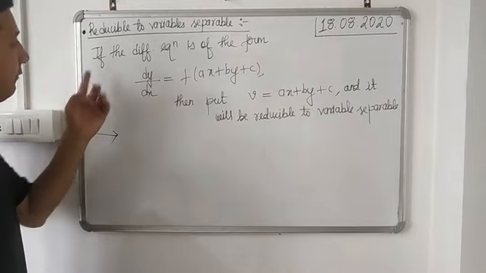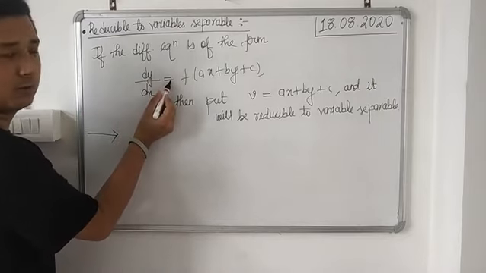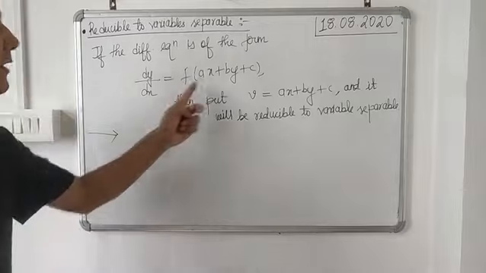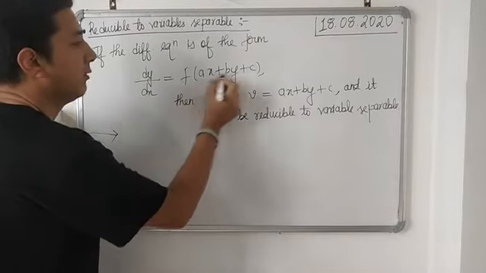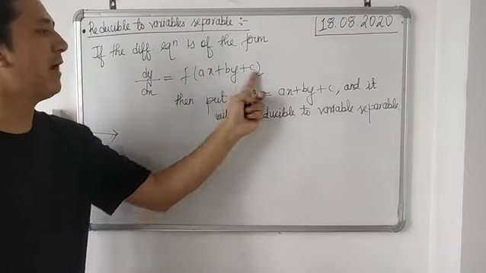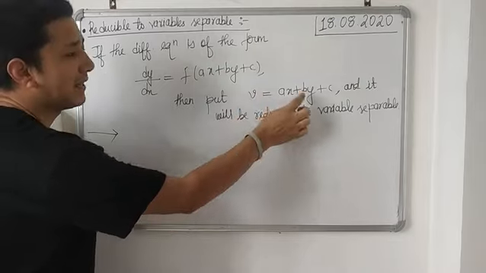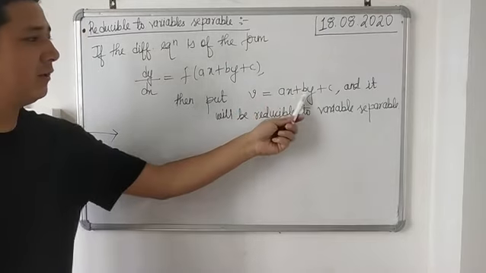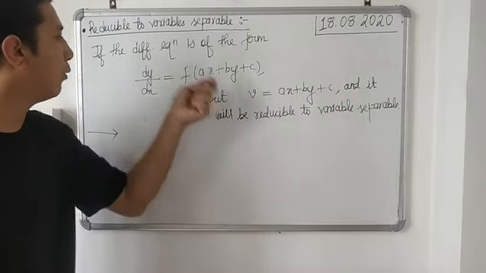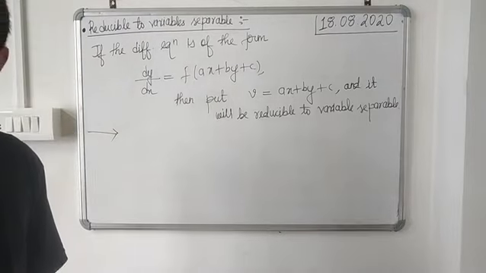I've written out here, if the differential equation is of the form dy by dx is equal to f, some function, and inside the bracket we have ax plus by plus c, then you have to substitute this expression inside the bracket. Only the expression inside the bracket, ax plus by plus c, substitute it as v, and then take the differentiation, and automatically the whole differential equation will be in separation of variables.